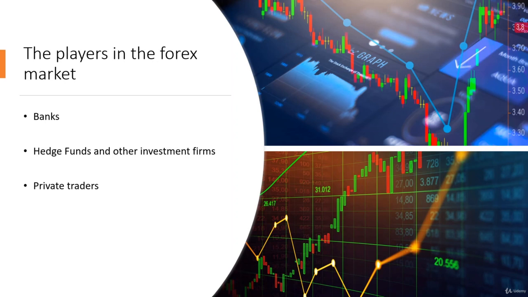The second big players will be hedge funds and investment firms. Those players are very, very huge, because they have a lot of money, but also they have very experienced traders. They have expert advisors, so they have robots. They trade with robots. Their trading is very automated, and they have a lot of knowledge. So those are very important players to take into consideration.